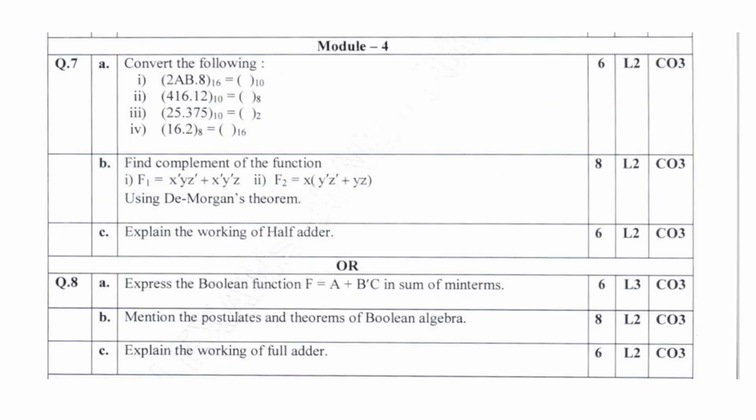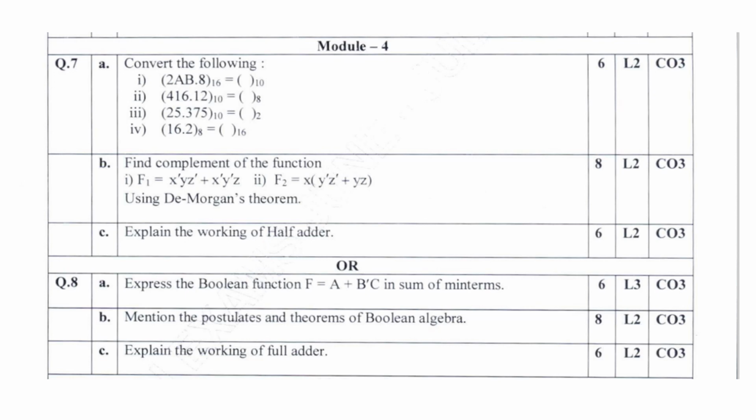Then moving to the fourth module, A question is to convert the following, that is base 16 converted to base 10, base 10 to 8, like this. You have to convert each of the 4 divisions. B is the complement of the function. This is the function using De Morgan's theorem; you have to find the complement of the function. Then explain the working of half adder. That carries 6 marks. The OR choice is nothing but you will have a Boolean function.